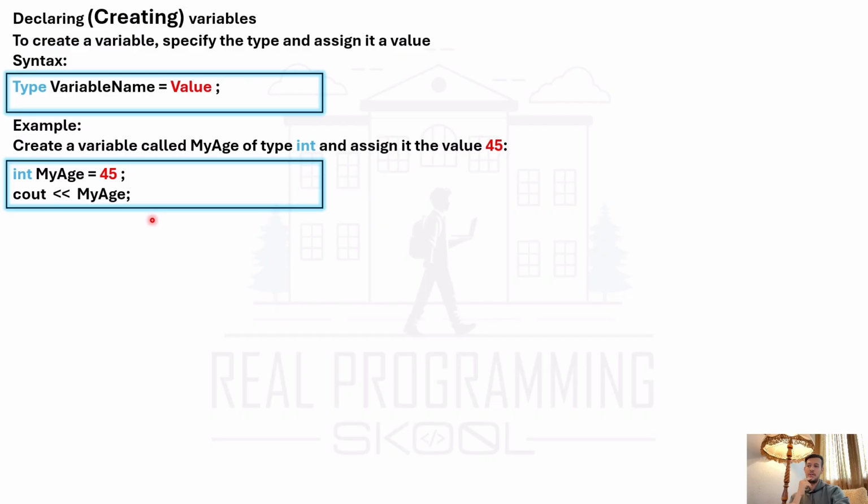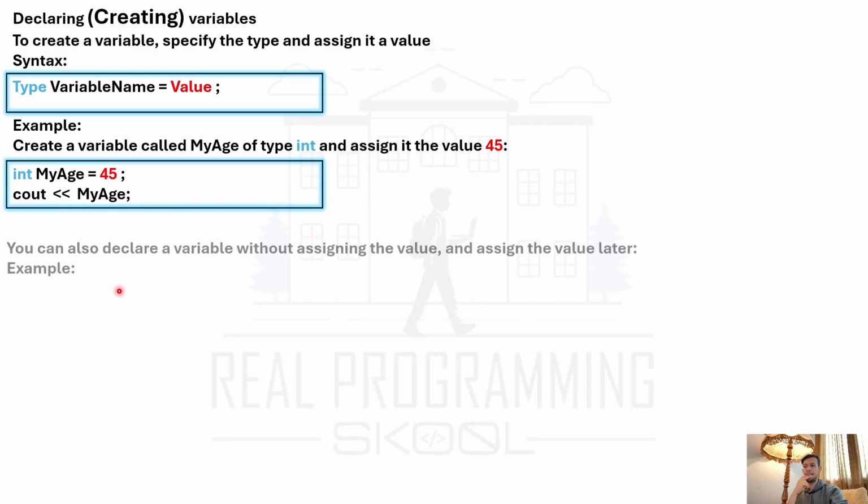Why will the compiler print on the console screen 45, not my age? Because we store the value 45 inside a variable called my age. So when we print the my age variable, when we put it after the cout object, character output or console output, when we tell the compiler console output my age variable, the compiler will print 45 because inside this variable is stored the value 45.